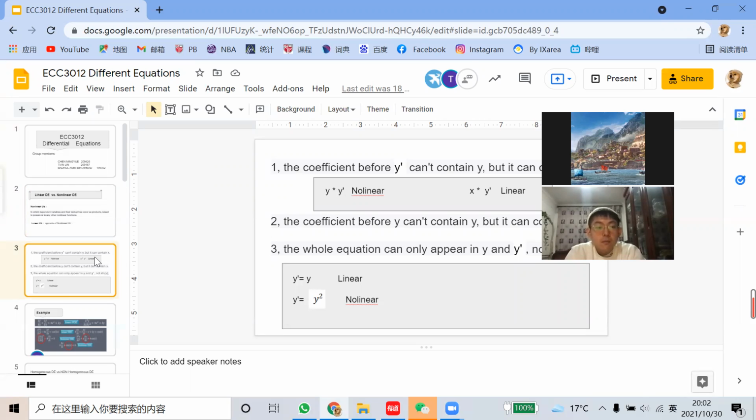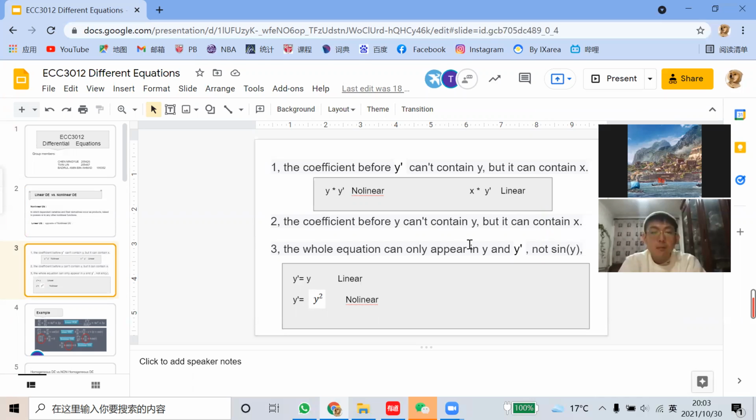I have summed up their differences in 3 ways. Number 1, the coefficient before the derivative of y can't contain y, but it can contain x. Number 2, the coefficient before y can't contain y, but it can contain x. Number 3, the only things that appear in the whole equation are y and the derivative of y, not y to the power of 2 or y to the power of 3.